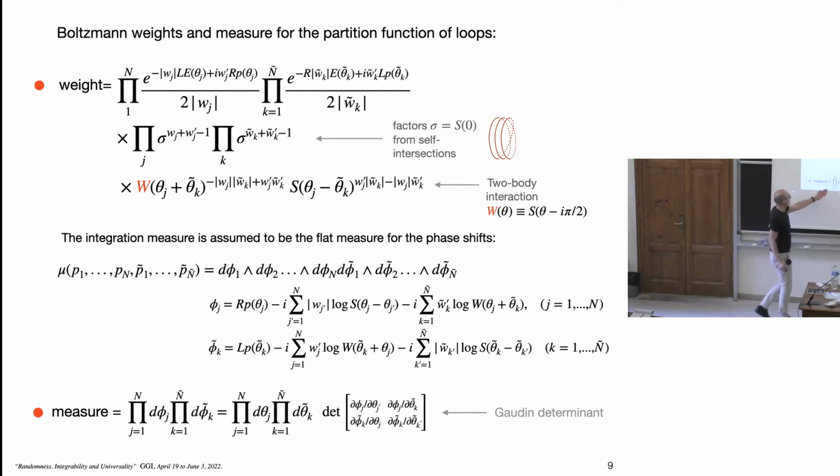So to express this measure in terms of the rapidities, we should introduce a Jacobian, and this Jacobian is the celebrated Gaudin determinant, which in the case of the torus is a 2x2 block determinant.